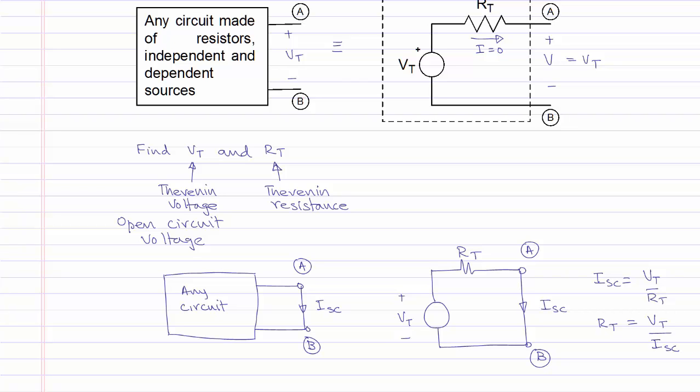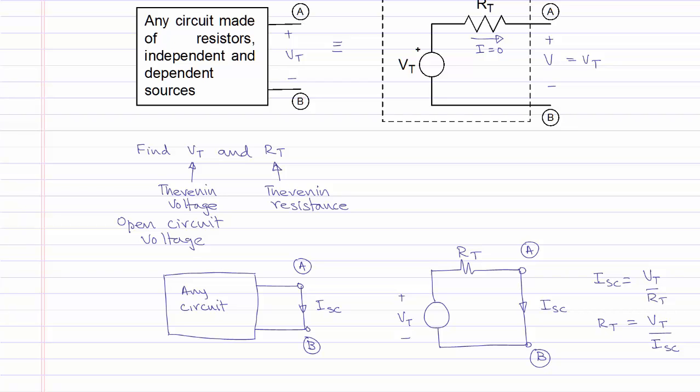To summarize the calculation of Rt, we place a short circuit between the terminals A and B and measure the current ISC in the direction shown. Once we have calculated the value of ISC, then the value of Rt will be the Thevenin voltage, which is obtained in the previous circuit analysis with open circuit conditions, divided by the short circuit current, which we obtained from the analysis of the circuit with the short circuit, will give us the value of Rt.